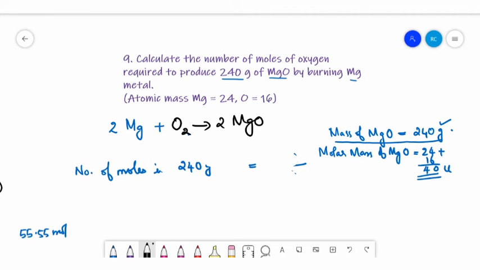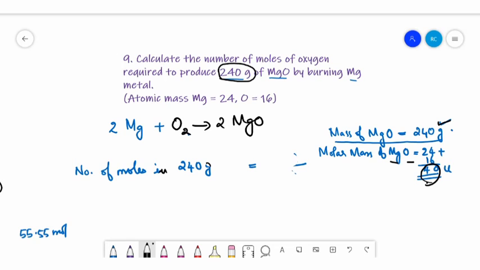First of all, you need to find out the number of moles in 240 gram of magnesium oxide. The question is to calculate the number of moles of oxygen required to produce 240 gram of magnesium oxide by burning magnesium metal. The given mass of magnesium oxide is 240 gram, and for its molar mass, you have to add magnesium mass with the oxygen's mass, so it will be 40.